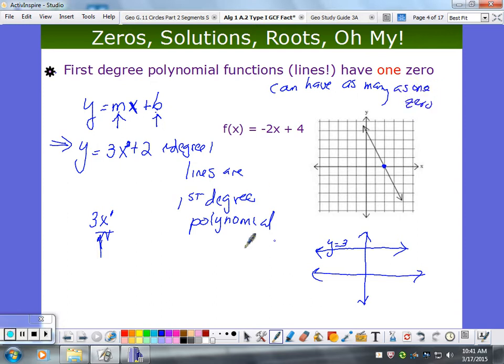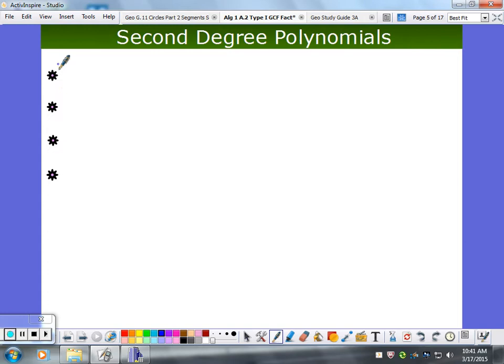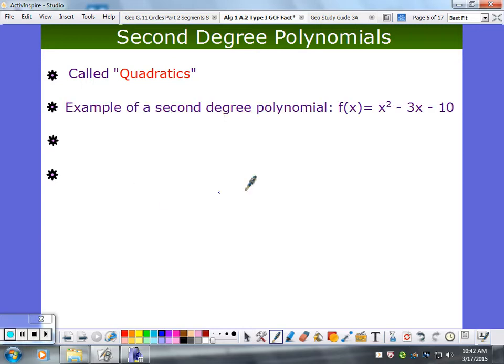Alright, so that's when you have a first degree. Well now, what about second degree polynomials? Oh boy, these are called quadratics. We are going to be spending tons of time with quadratics in the next unit, but I want us to start talking about them here. A quadratic is a second degree polynomial. Look at this guy. What's the degree of that polynomial?